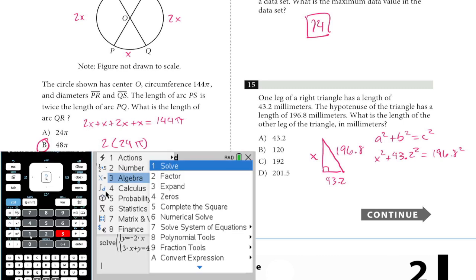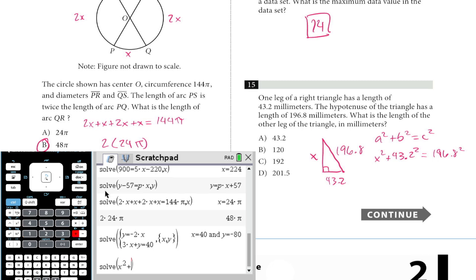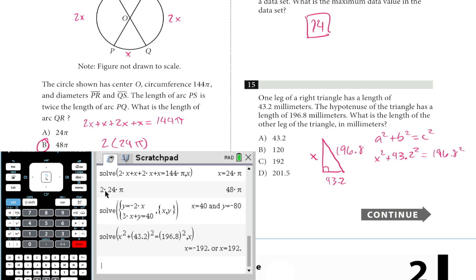So again, we just made another equation with one unknown. So handy dandy calculator. x squared plus 43.2 squared equals 196.8 squared, comma, x. So 192. Write it down: x equals 192. And you see the calculator does give us negative 192 as well. Triangle lengths can't be negative. That's why only the positive one shows up. Okay.